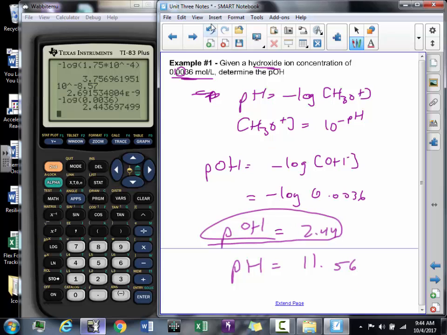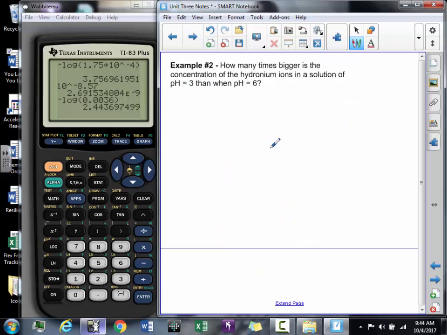Let me try another one. How many times bigger is the concentration of hydronium ions in a solution of pH 3 than pH 6? And we'll call it a day here. Sorry, I went longer than I wanted to. I want to make sure I did a good job of teaching this today.